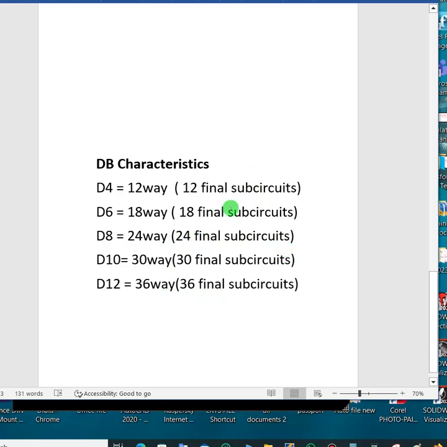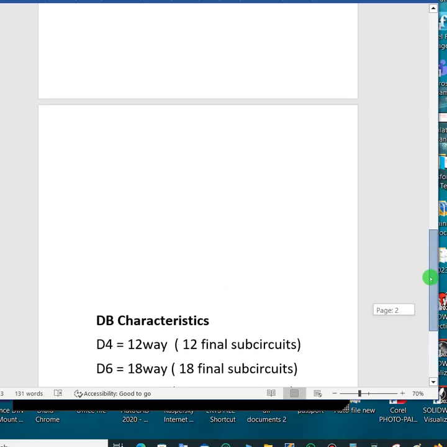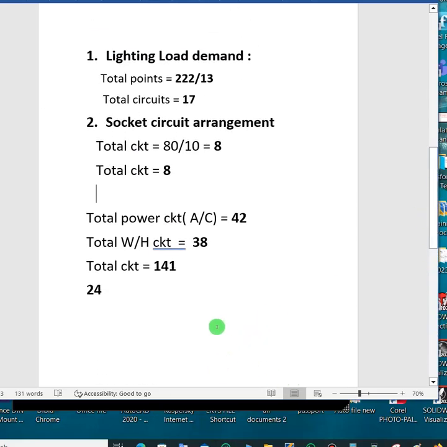All right, so before we choose which distribution board will be compatible with our calculation, let's have our total circuit. Now, for our final circuit for the lighting, we have 17. For the ring, we have 8. For the power, we have 42. For the water heater, we have 38. Then the total amounts to 141. Okay, I know we have approximation, but I want to use this round figure. All right, because that approximation, the additional 25% spare in the distribution board will take care of it.